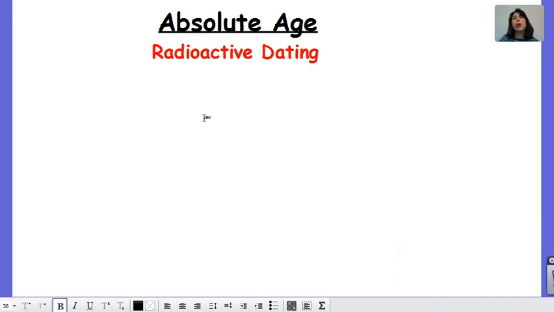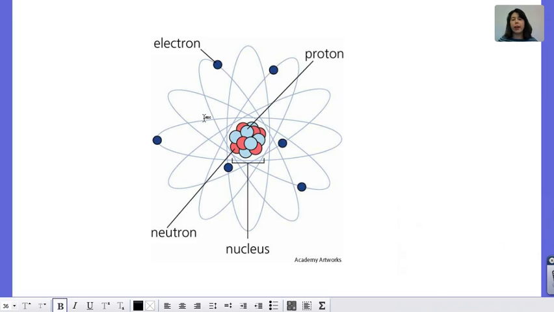Now, we're going to talk about radioactive dating, but before we get there, we need to do a quick review of the atom. So right here, this should be something that you looked at in science last year. And right here, you can see a basic atom. Right here, the first subatomic particle that you probably looked at was the proton, found in the nucleus. It had a positive charge, and it gave the properties or characteristics of that atom.